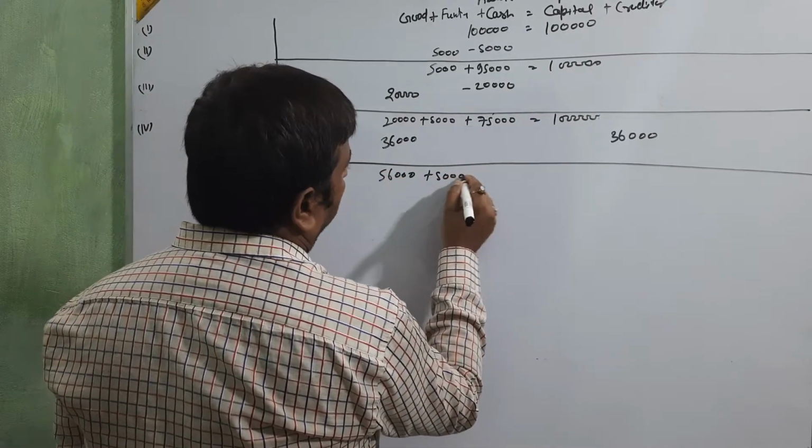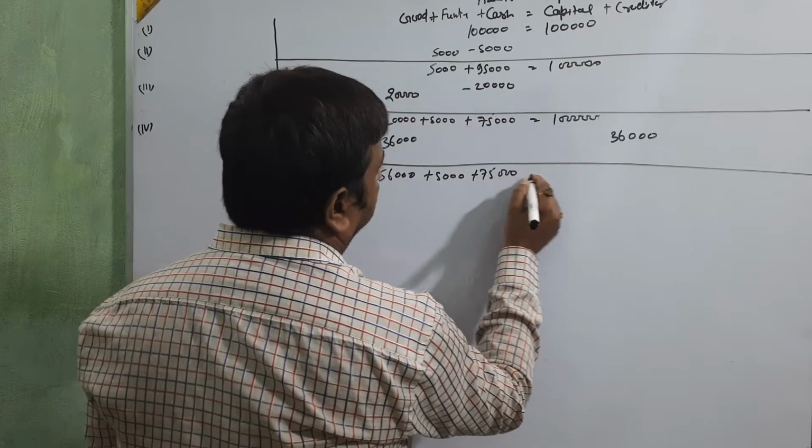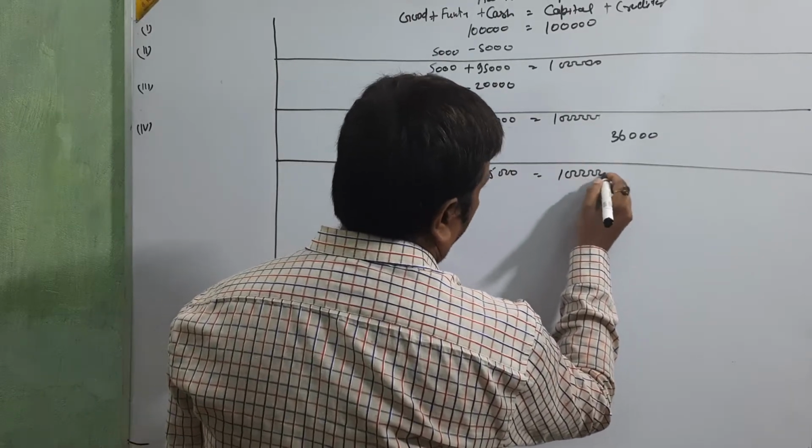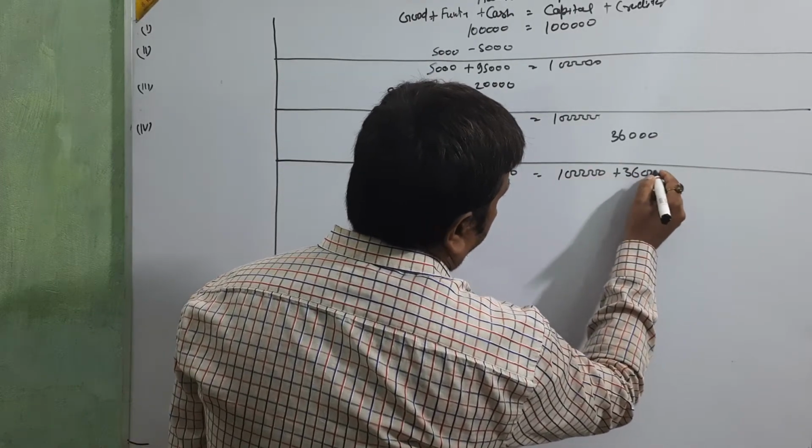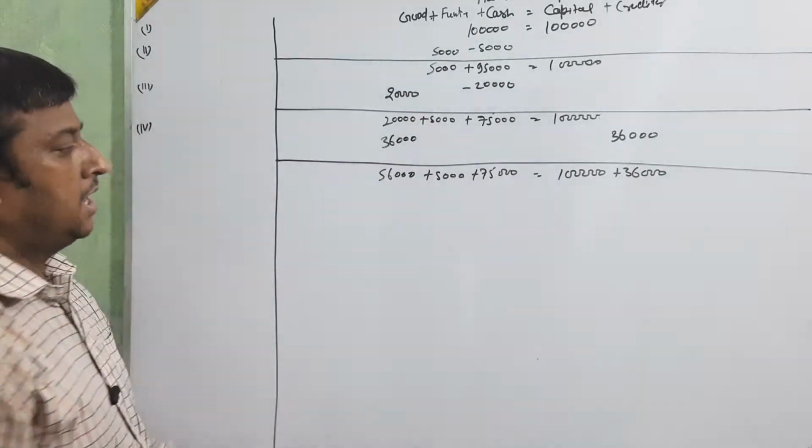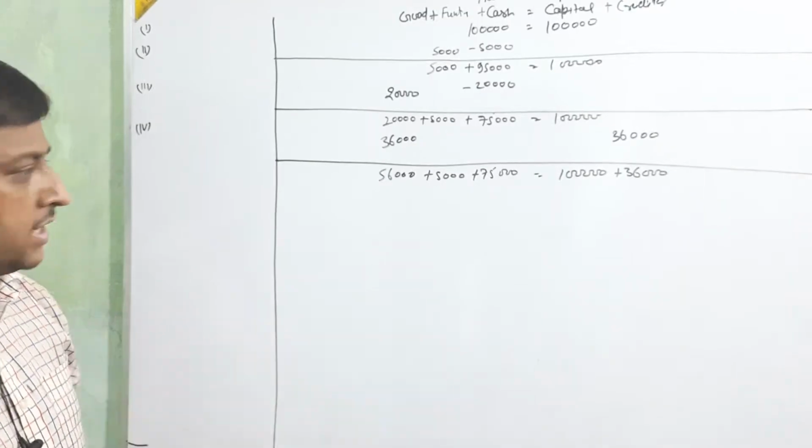56,000 plus 5,000 plus 75,000, 1 lakh plus 36,000. Both sides are equal. Both sides are equal. Okay.